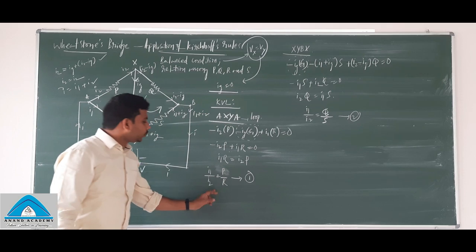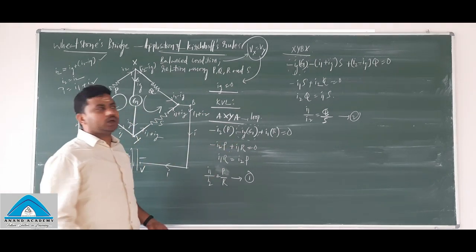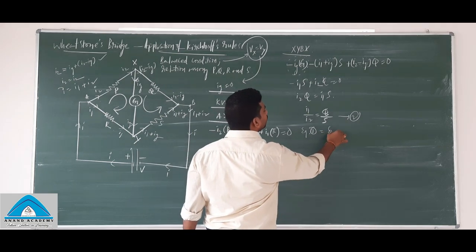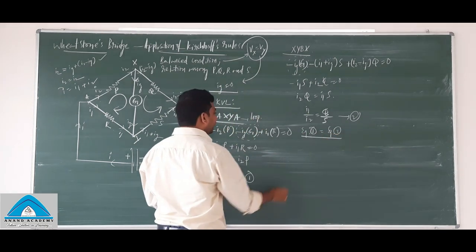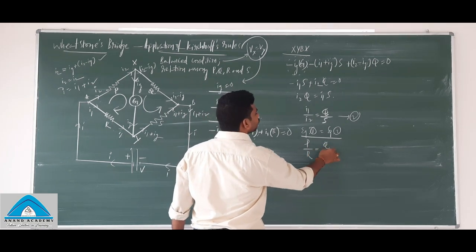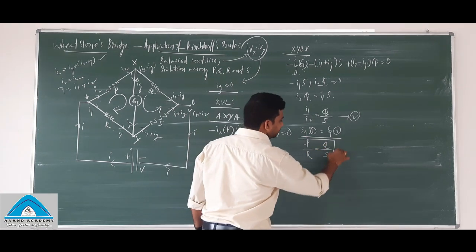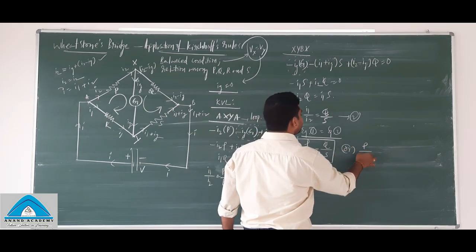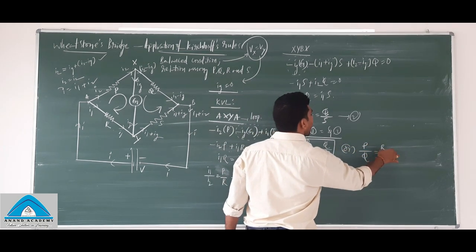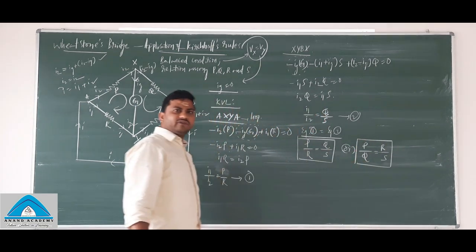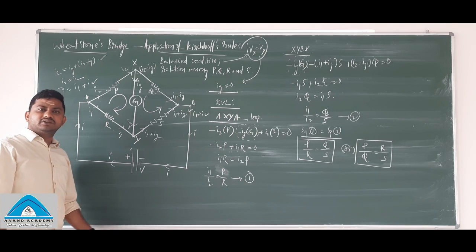Can I equate equation 1 and 2? Because both are I1 by I2 only. So equation 1 is equal to equation 2. So what can I write? So P by R is equal to Q by S. So in this way I can write P by Q is equal to R by S. That is what we have discussed. The first concept of Wheatstone bridge.